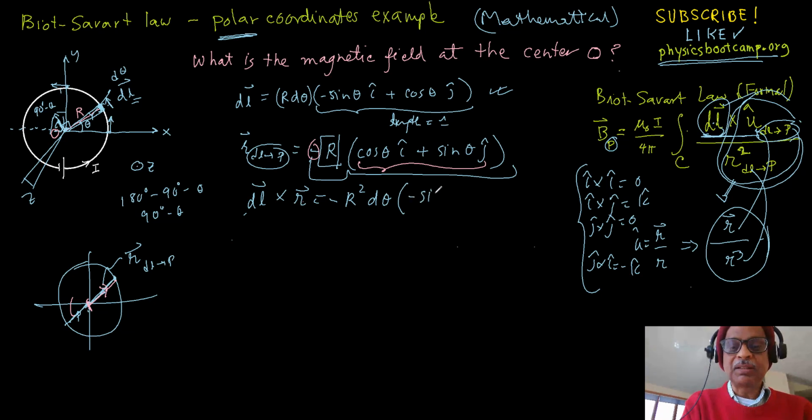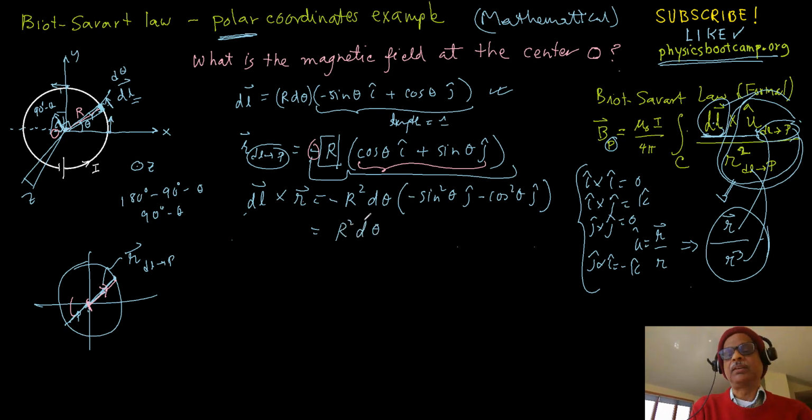So this is minus sine square theta k hat, and this with that will be minus cosine square theta k hat. This with that will be 0. So this is just a minus 1. So this is like R square. This minus 1 will kill the minus. So just R square d theta. Very nice. Okay.